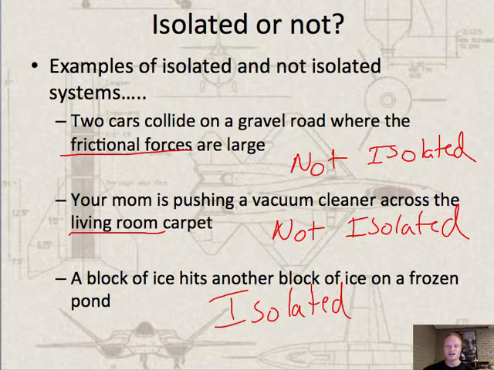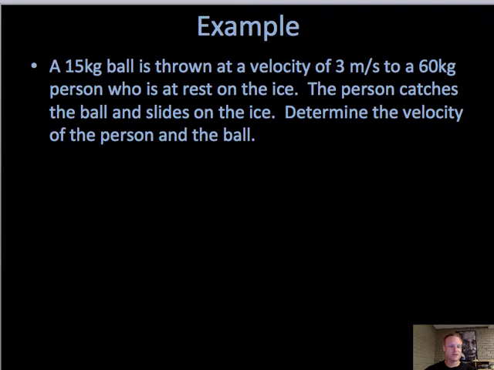Okay. Let's do one more example problem on dealing with momentum, and then I think you guys will basically have things down pretty well. It says a 15-kilogram ball is thrown at a velocity of 3 meters per second to a 60-kilogram person who is at rest on the ice. The person catches the ball and slides on the ice. Determine the velocity of the person and the ball. Okay, I highly recommend first writing down what you know.